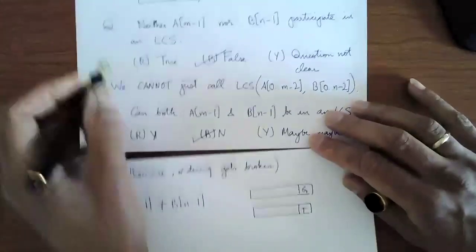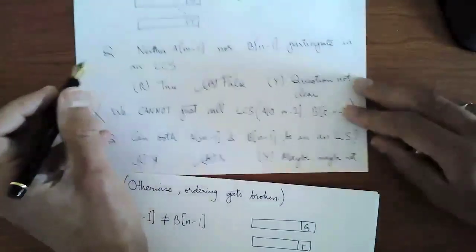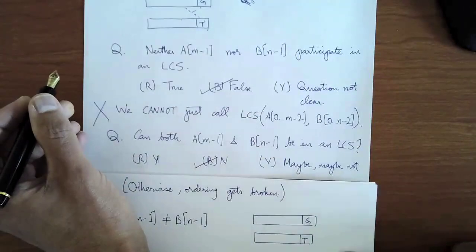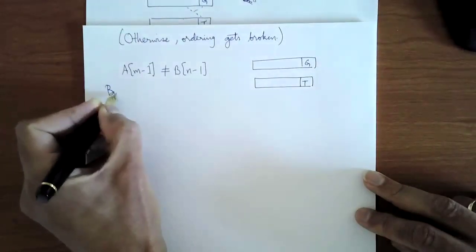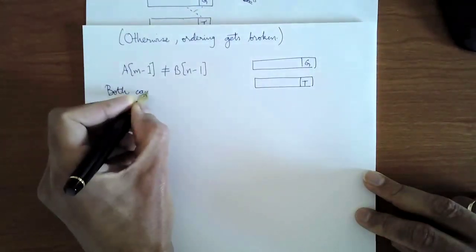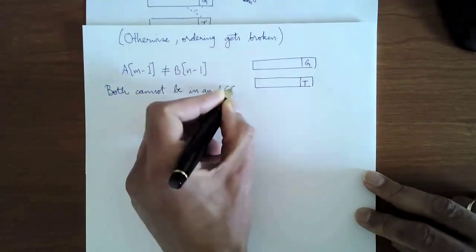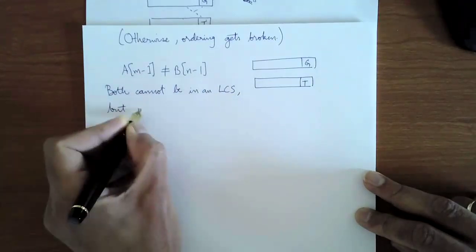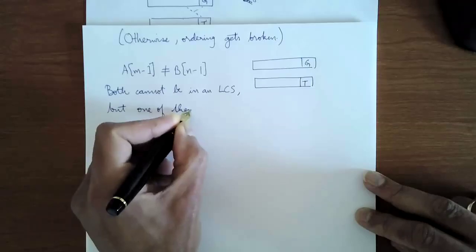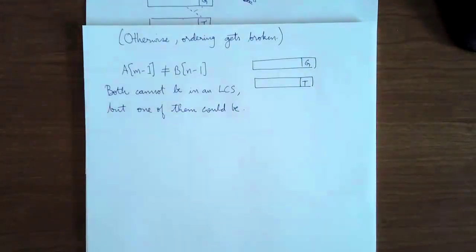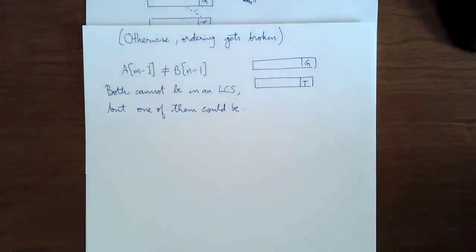So we know that it could be the case, so both of them cannot participate, but one of them might participate. One of them might participate, right? So both cannot be in an LCS, but one of them could be. And so the question is, what recursive calls should we make now, since we know the fact that both of them cannot be part of the LCS?